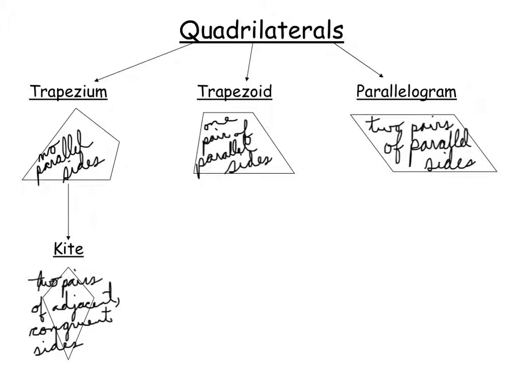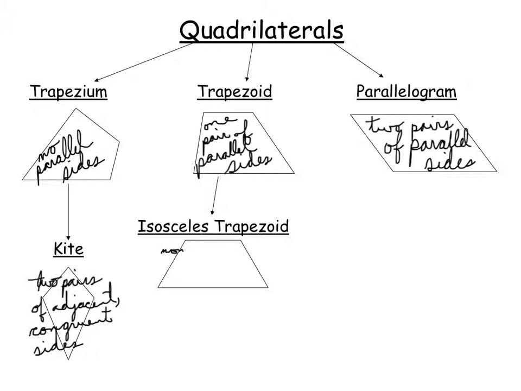In the trapezoid category, we have what's called an isosceles trapezoid. Isosceles trapezoids are special because the non-parallel sides are congruent. So these 2 sides that are not parallel are the same length. They're congruent.